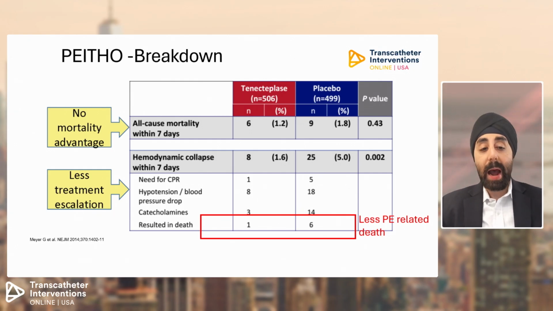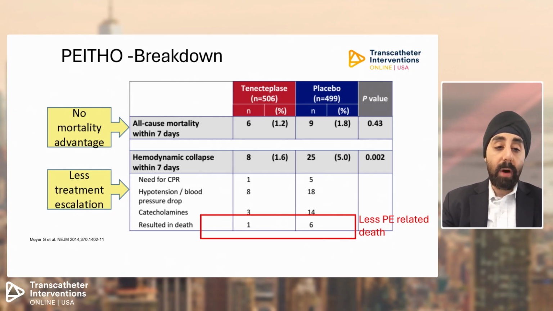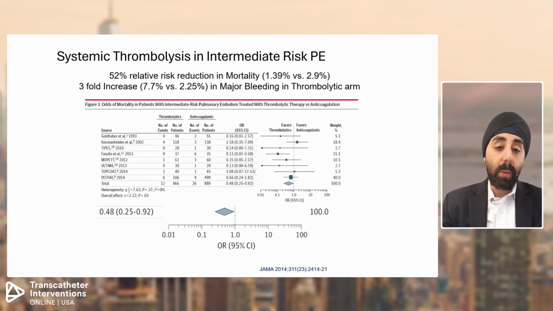When we look at how catheter therapy evolved, we can look back at the PEITHO study from 2014, which compared full dose thrombolysis versus anticoagulation alone in patients who are not hemodynamically unstable, so that intermediate high risk group or that C3 to D2 group. It showed that there was less PE related death, less decompensation, but unfortunately the bleeding risks were untenable.